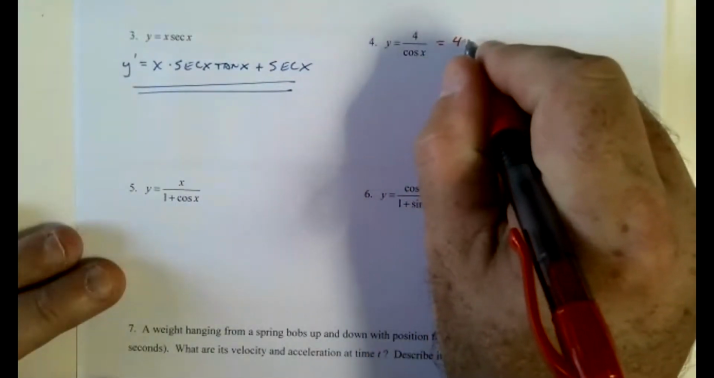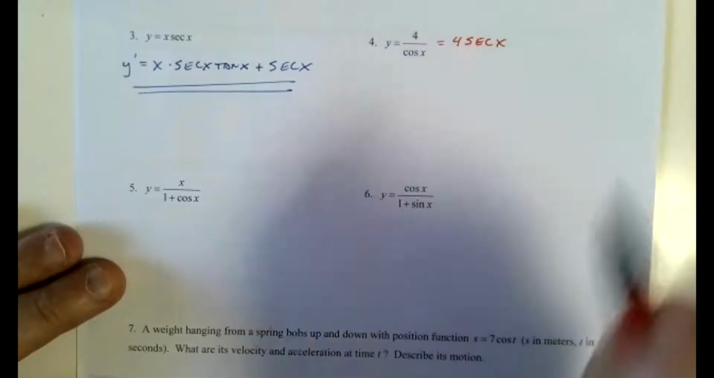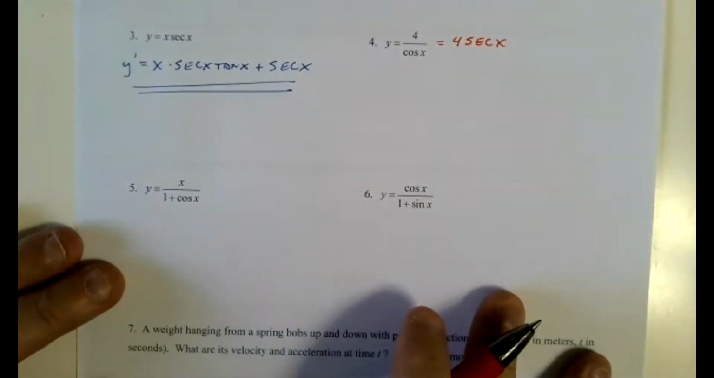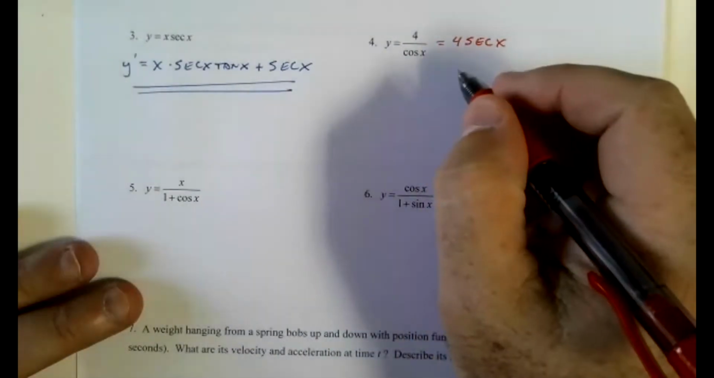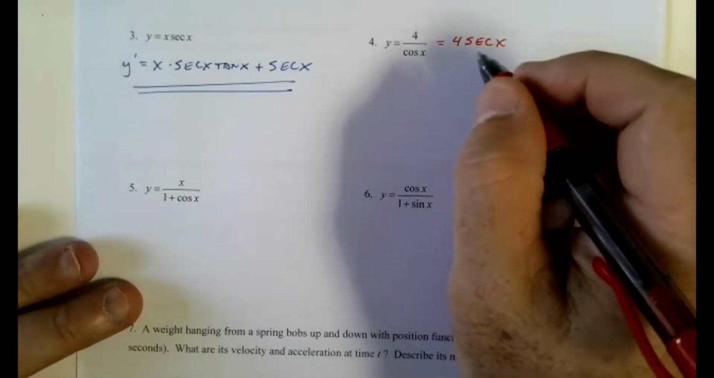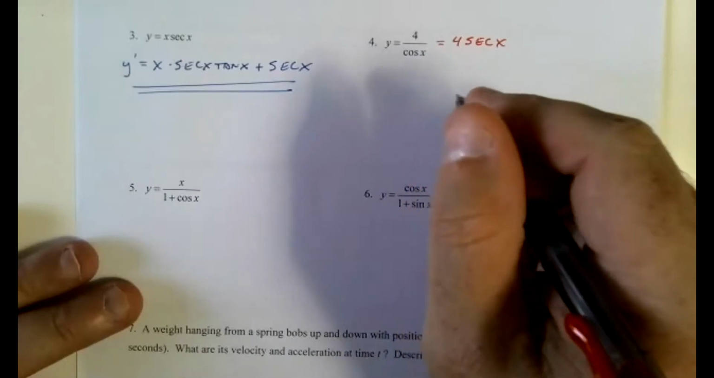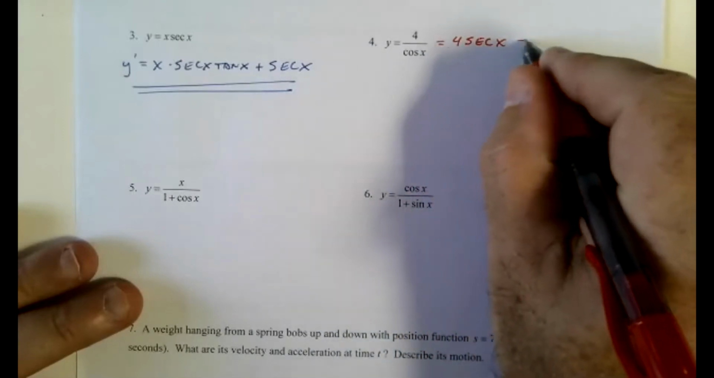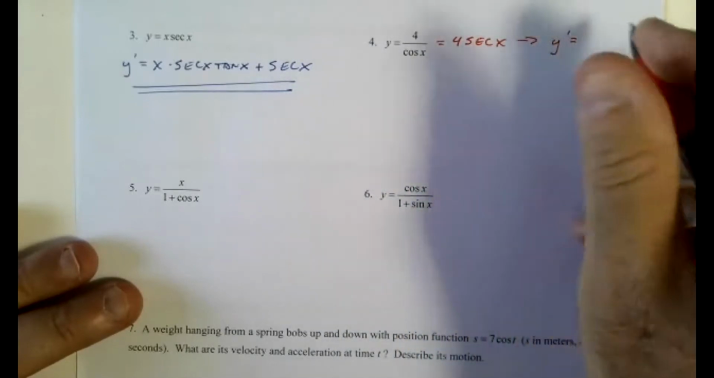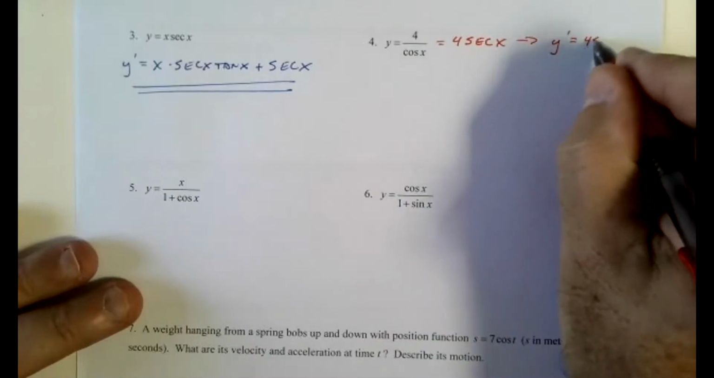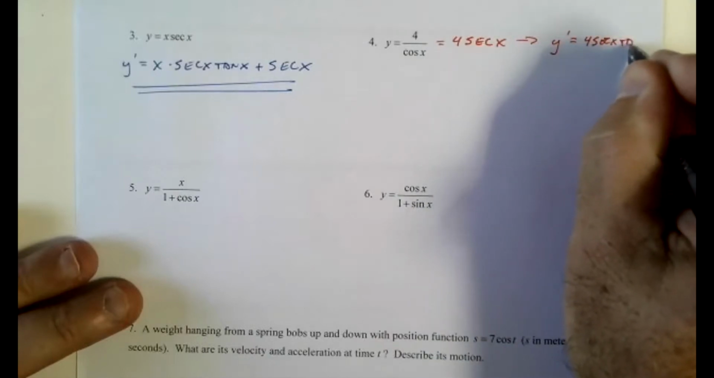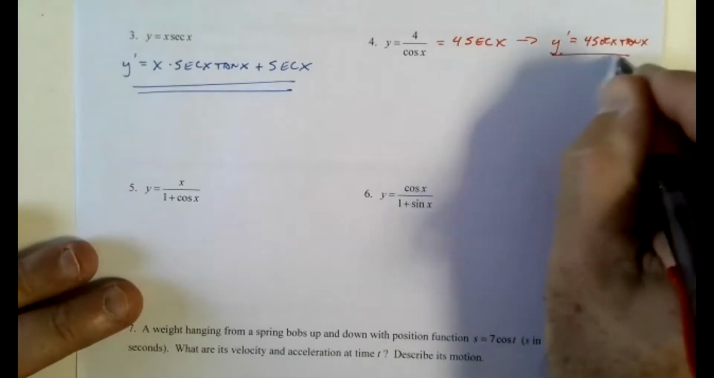This is the same as 4 secant of x. Oops. I can't believe I'm doing this. No, that's secant. Yeah. So the y prime equals 4 secant x tangent x.